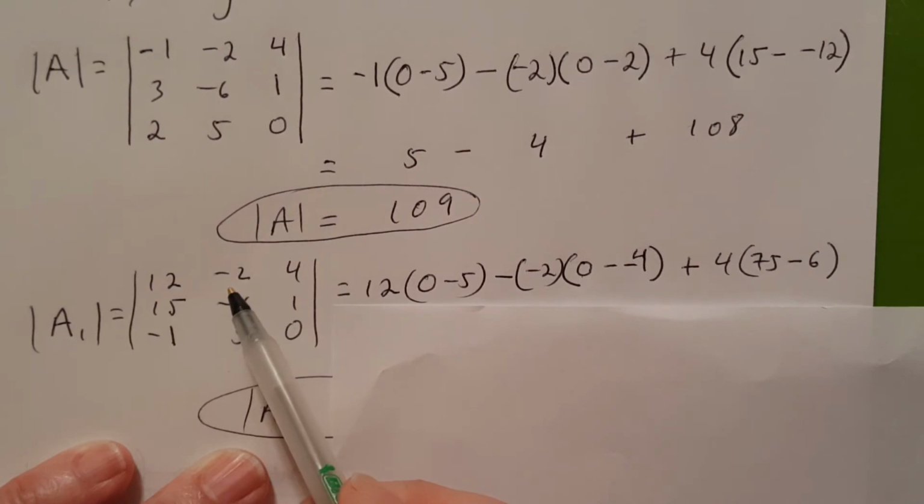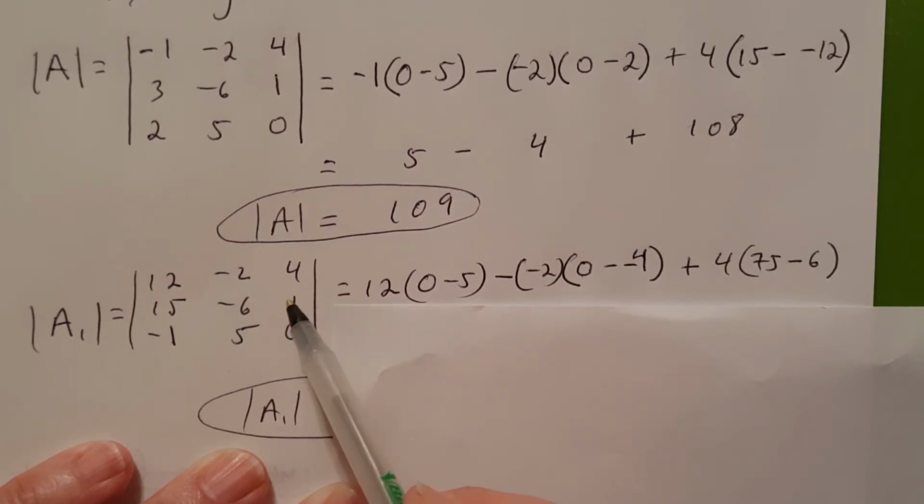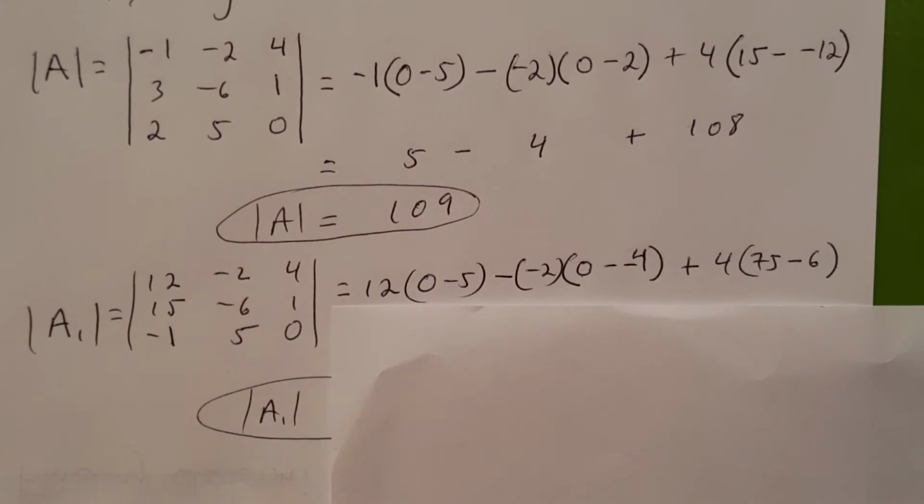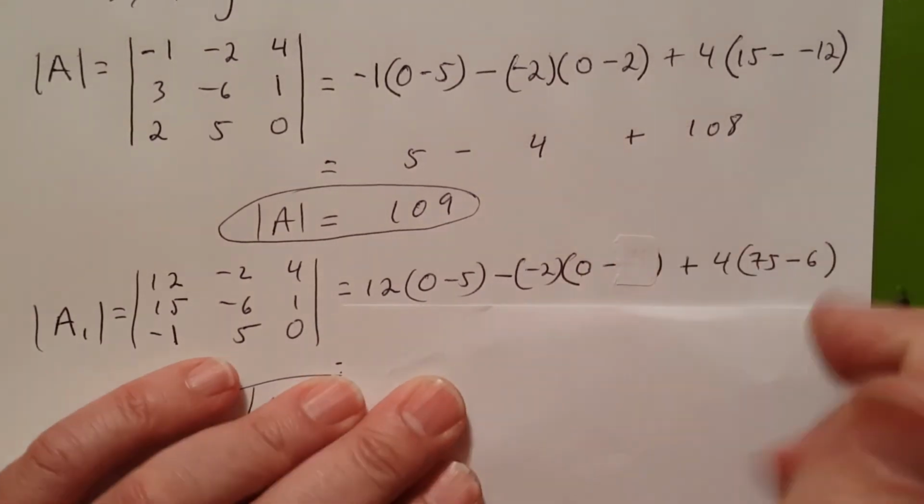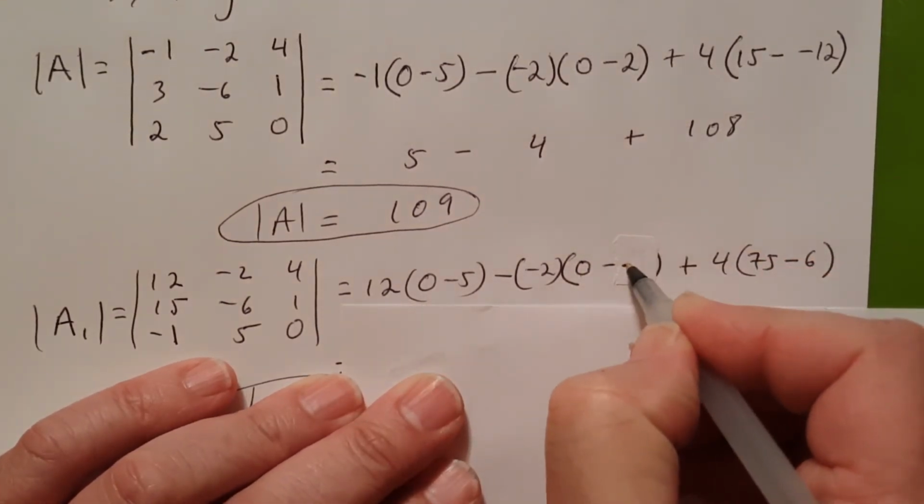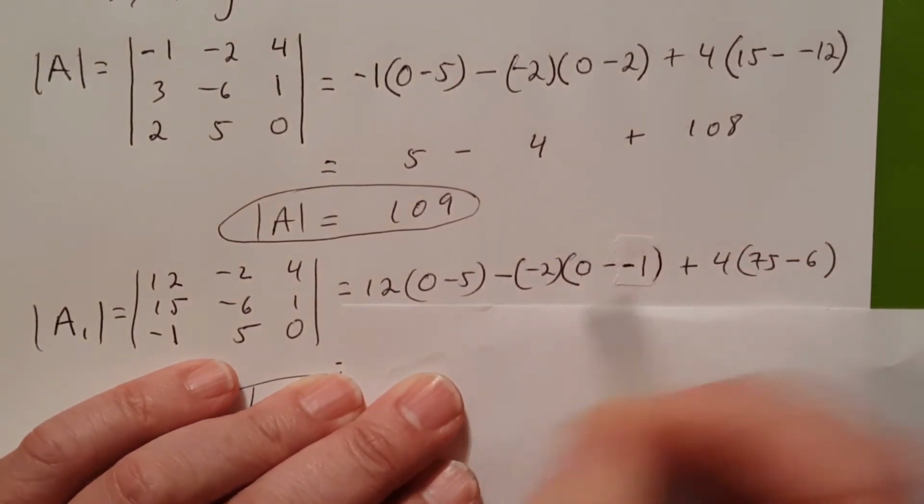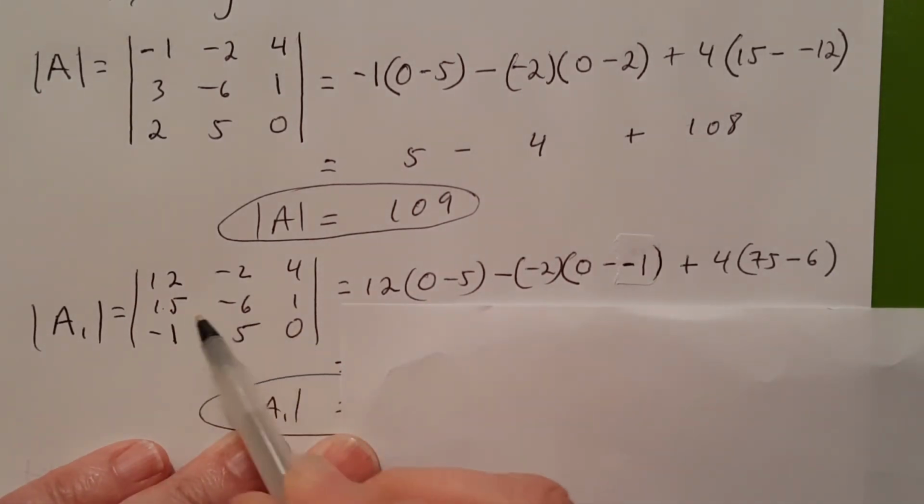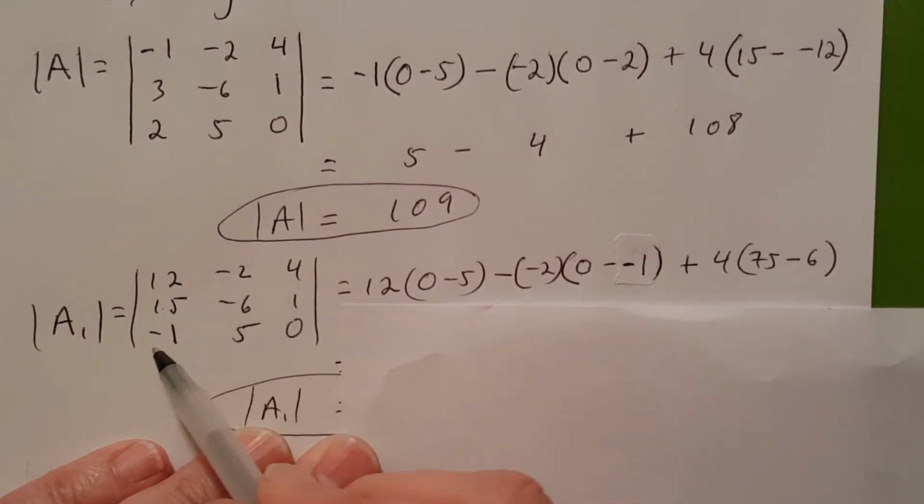So let me make sure I got this one right. Negative 2, then 15 times 0 is 0. No, I was right before. 1 times negative 1 is negative 1. I was right before. I was looking at the wrong one. Sorry about that. Let me get some white out. I was right before. It is negative 1. Right? 15 times 0 is 0. 1 times negative 1 is negative 1.